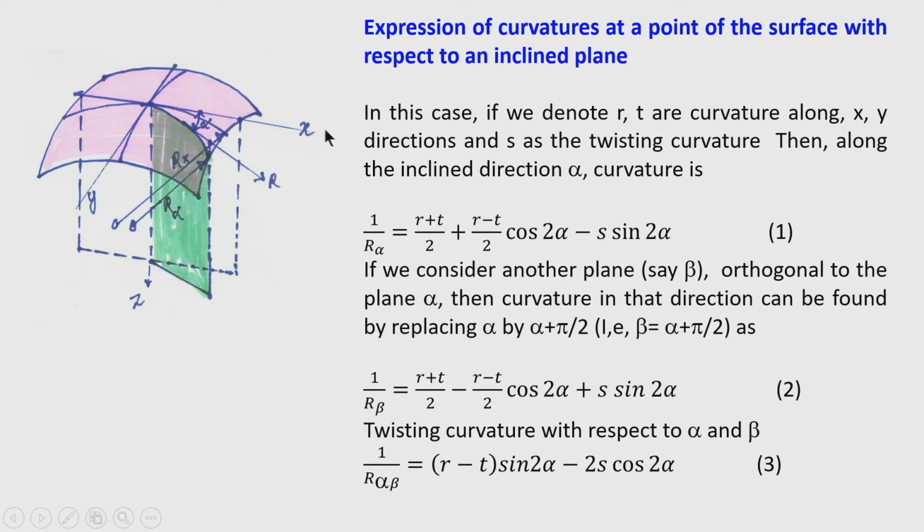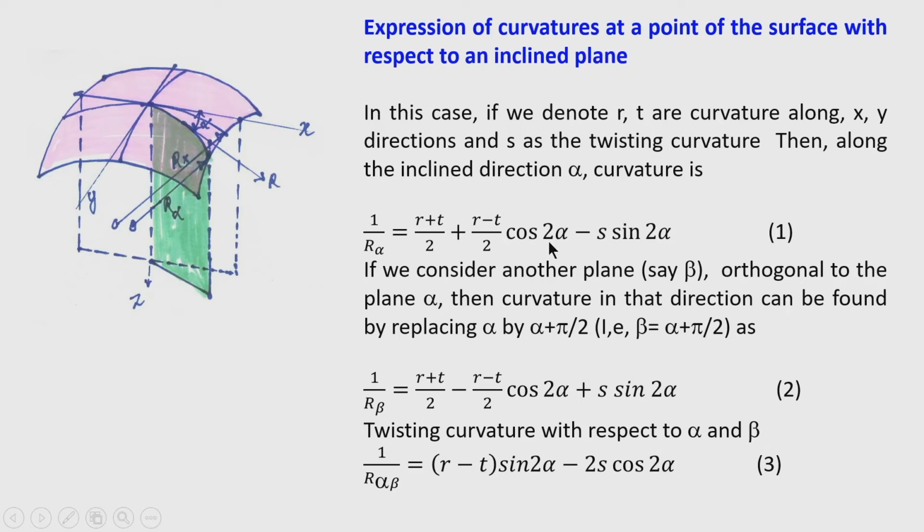Now, if I consider another plane, say beta. What is the beta plane? The beta plane is a plane which is perpendicular to the plane that is at an angle of alpha with the original x z plane. So, if I substitute beta with alpha plus pi by 2, the new plane is orthogonal to this inclined plane. So, this quantity can be directly found if I substitute alpha with alpha plus pi by 2.